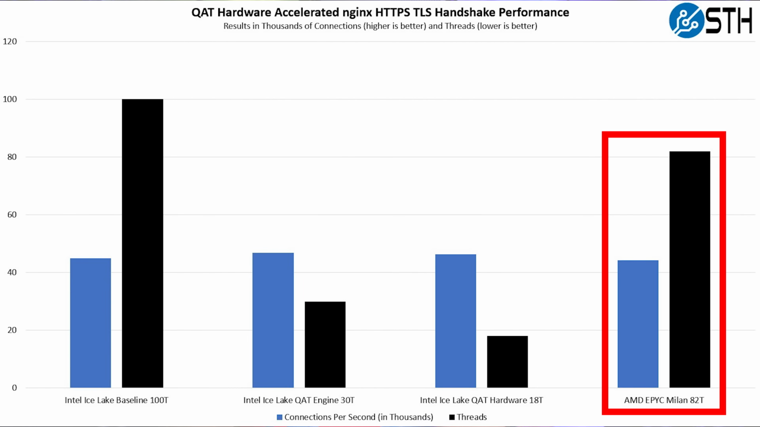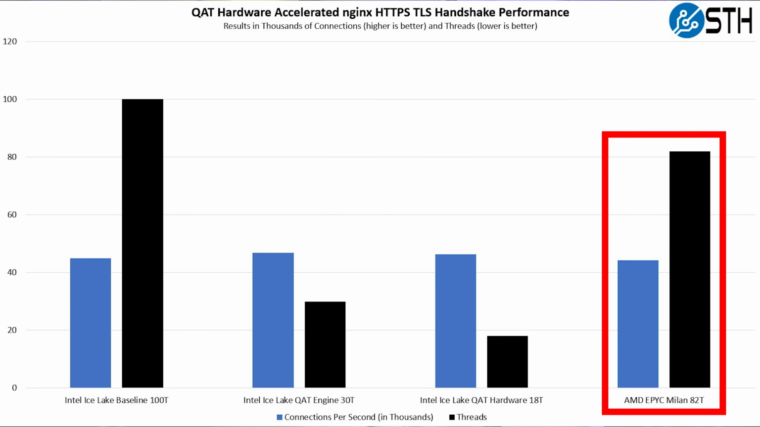Now with the AMD EPYC Milan, where we only had AES-NI to really work with on this, we were able to get this down to 82 threads that we needed to run that 45-ish thousand connections per second range. So for the AMD side, you actually did use 18 fewer cores, but that's really where we topped out, because we didn't have the functionality for the QAT engine.